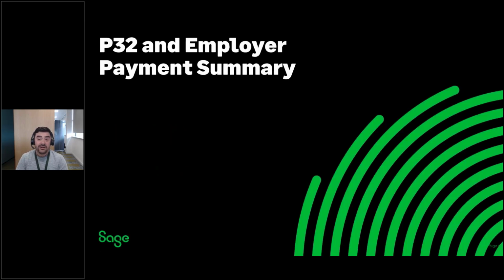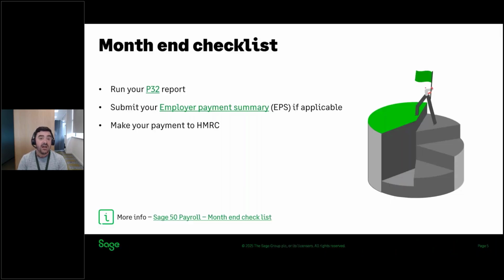So let's get things started with the P32 and employer payment summary. And these make up the main elements of our month-end checklist. These are the tasks that you would complete once you've finished your payroll and updated records for all pay dates within the relevant tax month.